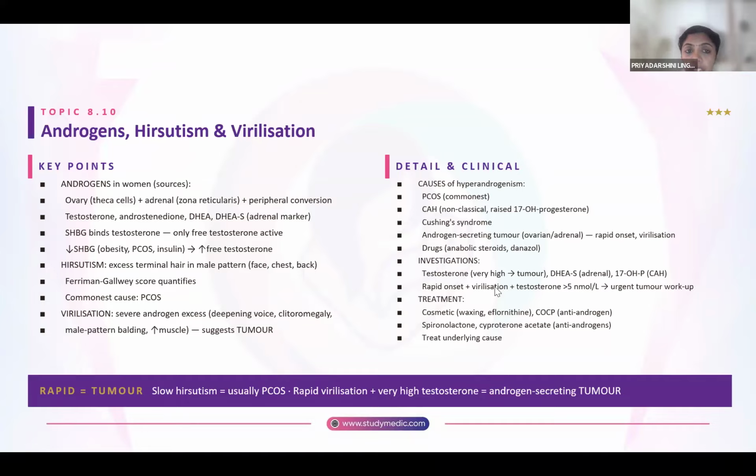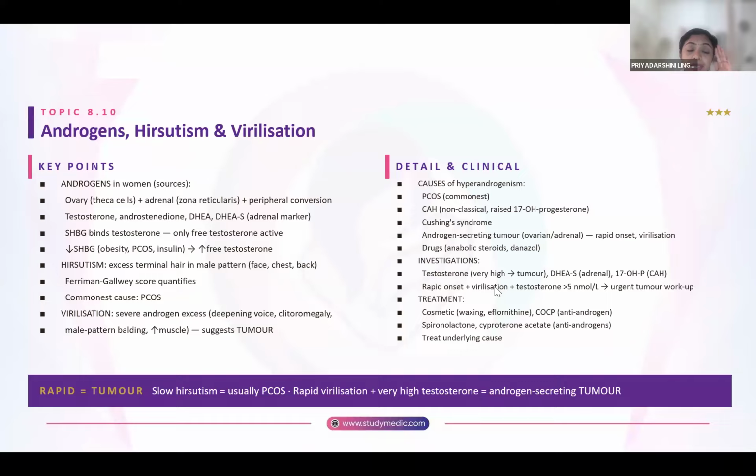We have another important terminology to remember here, which is called virilization. Now, what is virilization? Virilization again is seen because of excessive androgen effect. So what happens in these women? There's a deepening of voice. This deepening of voice is going to change from a female voice to a male voice. Second thing, that can be clitoromegaly. And next, male pattern balding will be seen in these women. So they can have loss of hair and male pattern balding.